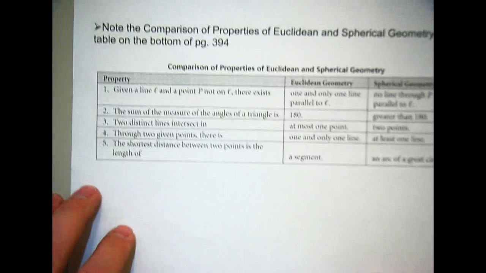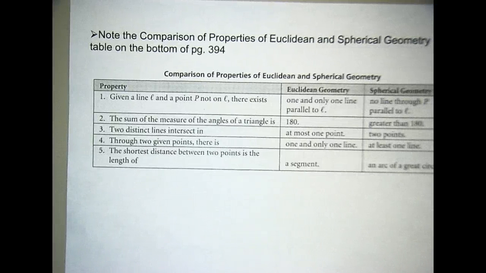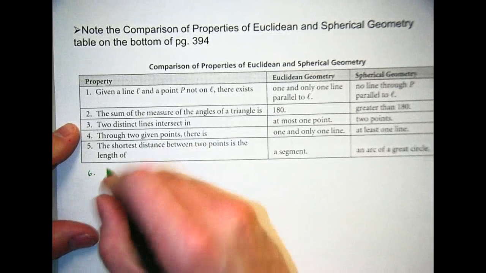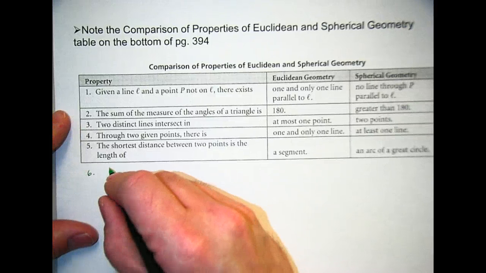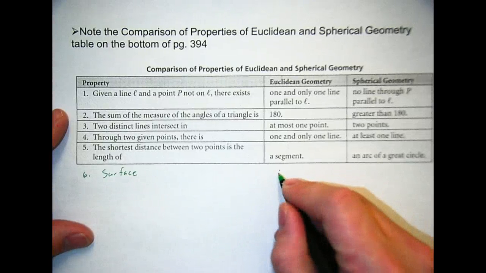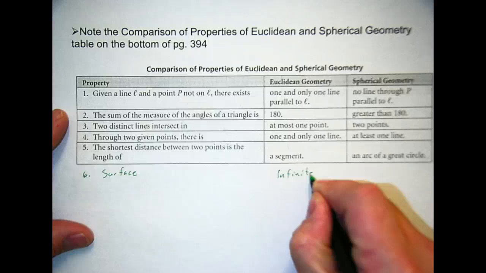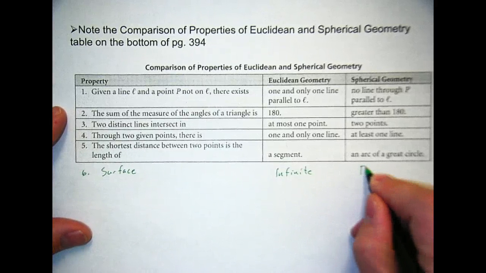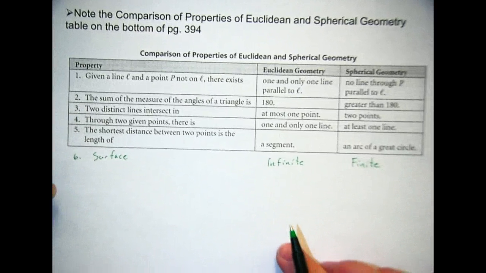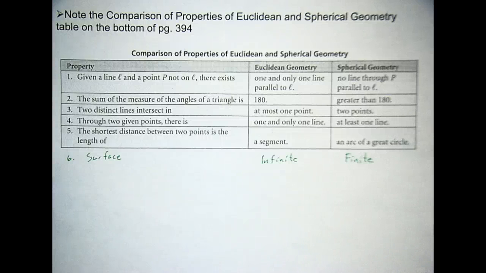In fact, here's a summary of all of our comparisons between Euclidean and spherical that we talked about, besides one. The last one would be the surface. The surface in Euclidean is infinite, whereas in spherical it's a finite surface. But number one, given a line L and a point P not on line L, there exists only one line parallel, versus in spherical, no lines parallel.